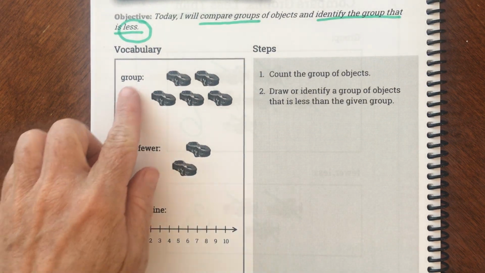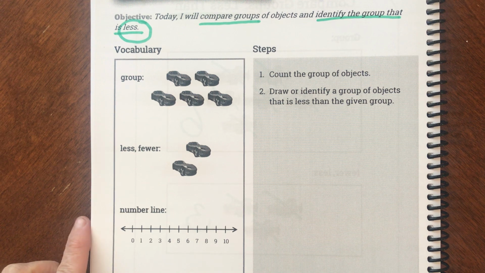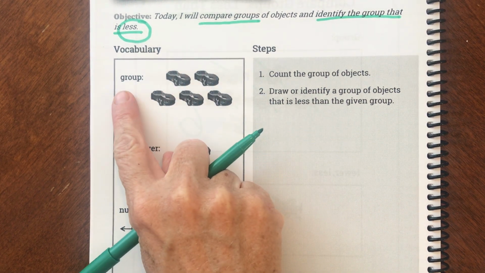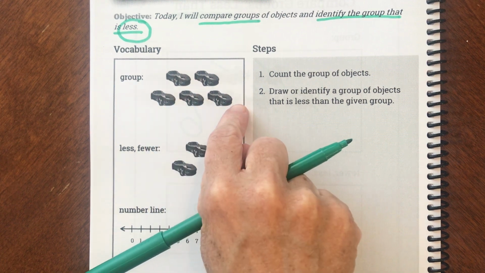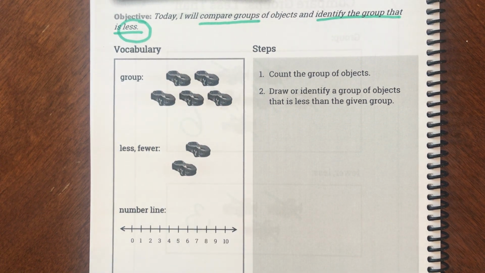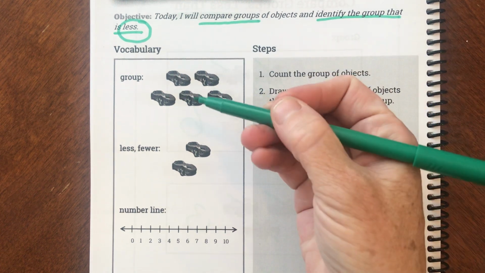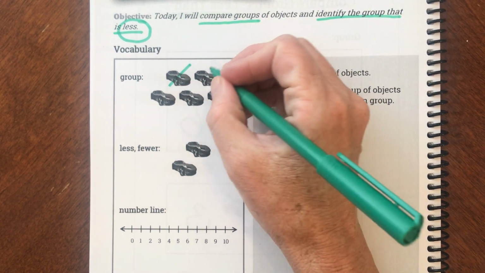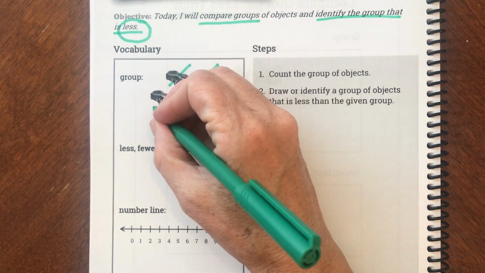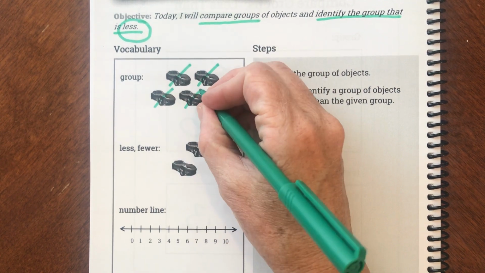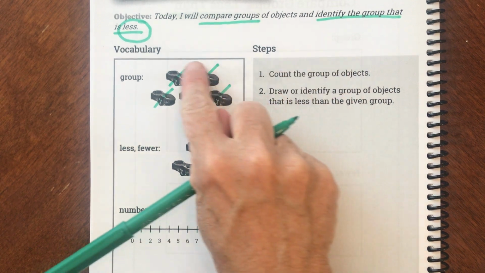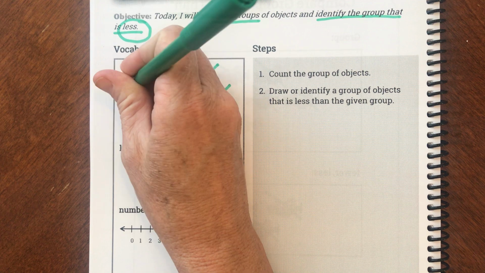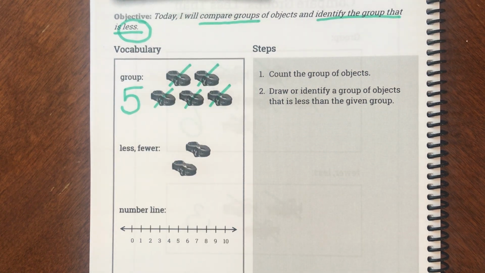We have a group. Remember, a group is any time we have more than one. So this is a group of cars, and we call it a group because there's more than one car. Could we count how many cars there are? Let's count. And remember, friends, when we count, we always cross off so we don't miss them. Ready? 1, 2, 3, 4, 5. There's 5 cars in that group.